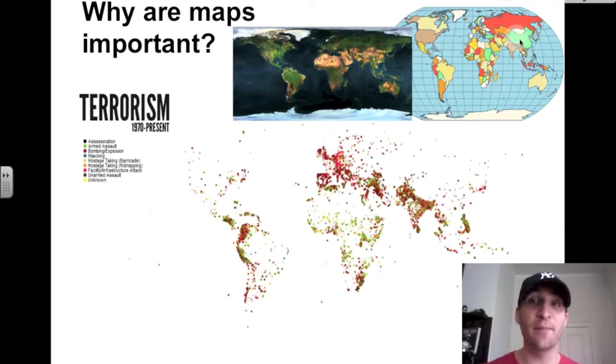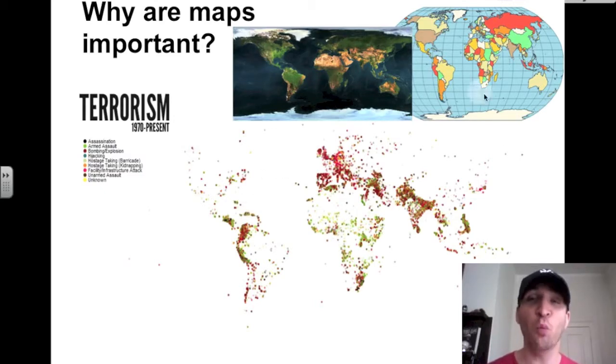The right map here in the corner is a map that shows you the locations of the 196 countries in the world. To the left, a physical feature map of all of the major land forms, all of the major mountains and rivers and oceans of the world. Below is a map of terrorism that shows you from 1970 to the present day, a course of 40 years, the number of terrorist attacks around the world.